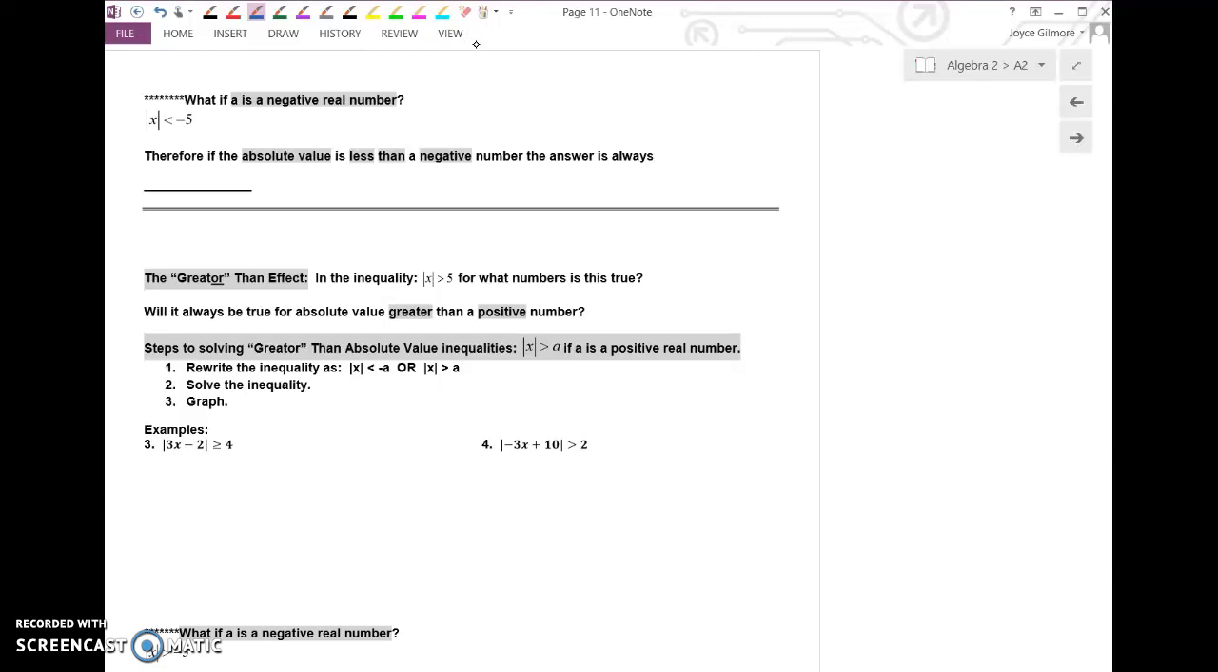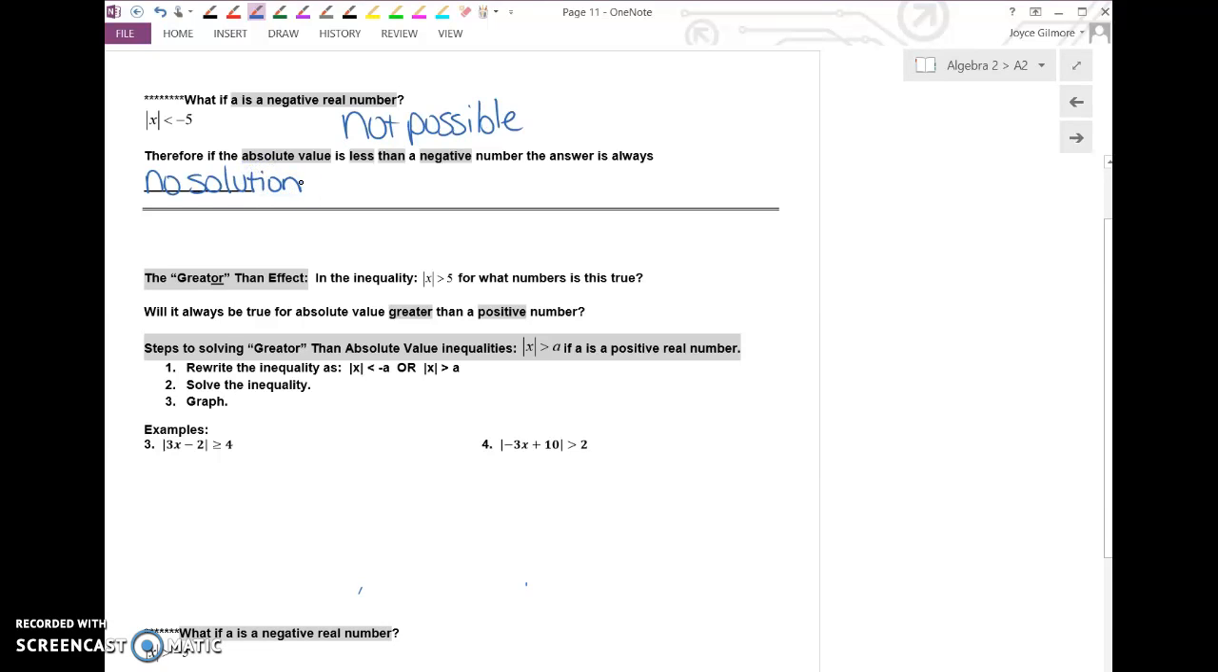What is that? It's not possible. The absolute value results in positive numbers. So the absolute value of anything is positive. Can a positive number ever be less than a negative number? No. So it is not possible, which means anytime you have the absolute value is less than a negative, the answer is always going to be no solution.